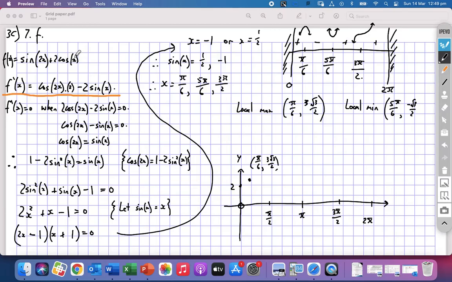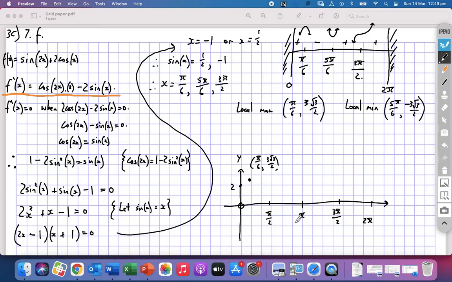What's cos of 5 pi on 6? That is minus root 3 on 2. And you've got 2 of them. That's actually similar to the last one. So instead of it being plus 3 root 3 on 2, it's now minus 3 root 3 on 2. Okay, at 5 pi on 6.